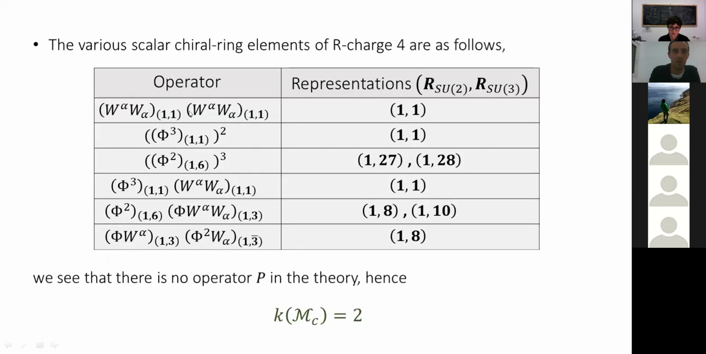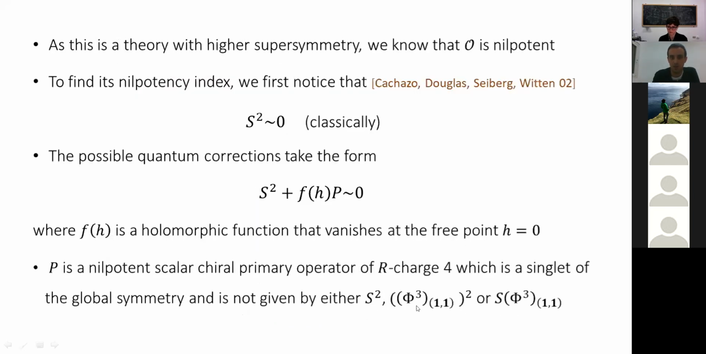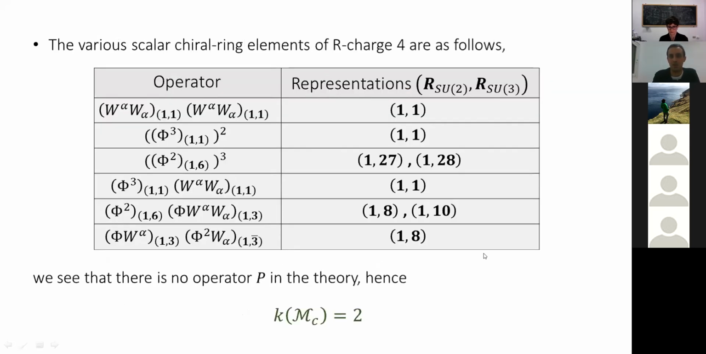If we look at the quantum chiral ring at R charge 4, then it consists of this bunch of operators with these representations. And the only operators here which are singlets under the global symmetry are exactly these 3 operators listed below: S squared, phi cubed squared, and S phi cubed. So we see that we don't have an operator P in the theory that changes the S squared equals 0 classical chiral ring relation, and therefore S squared is 0 also in the quantum theory, and we get that the nilpotency index in this case is 2 as well.